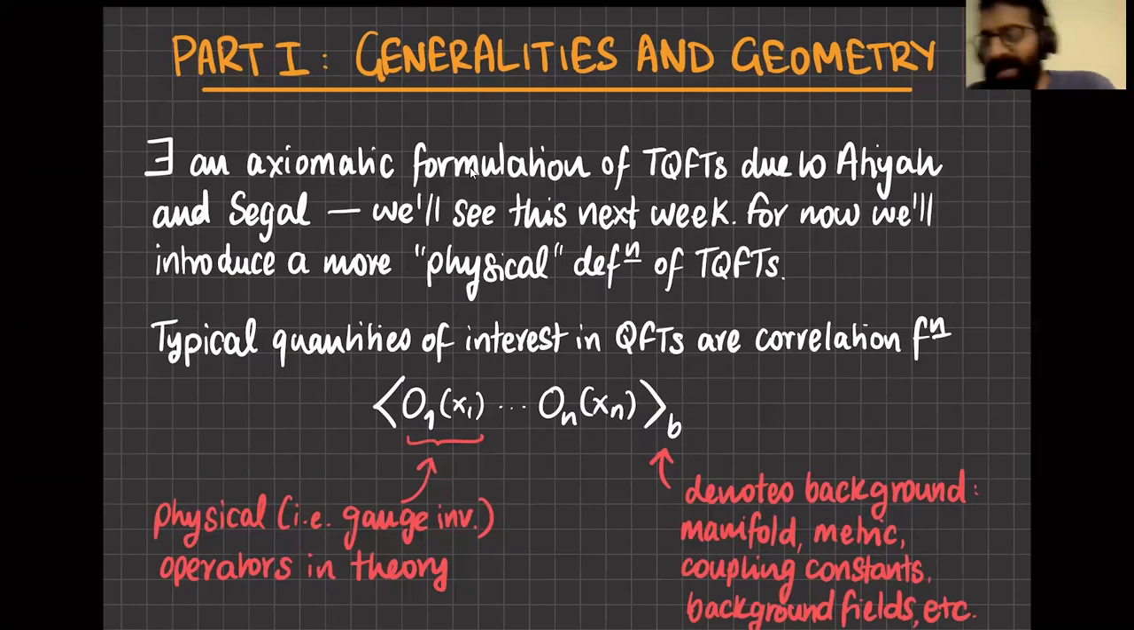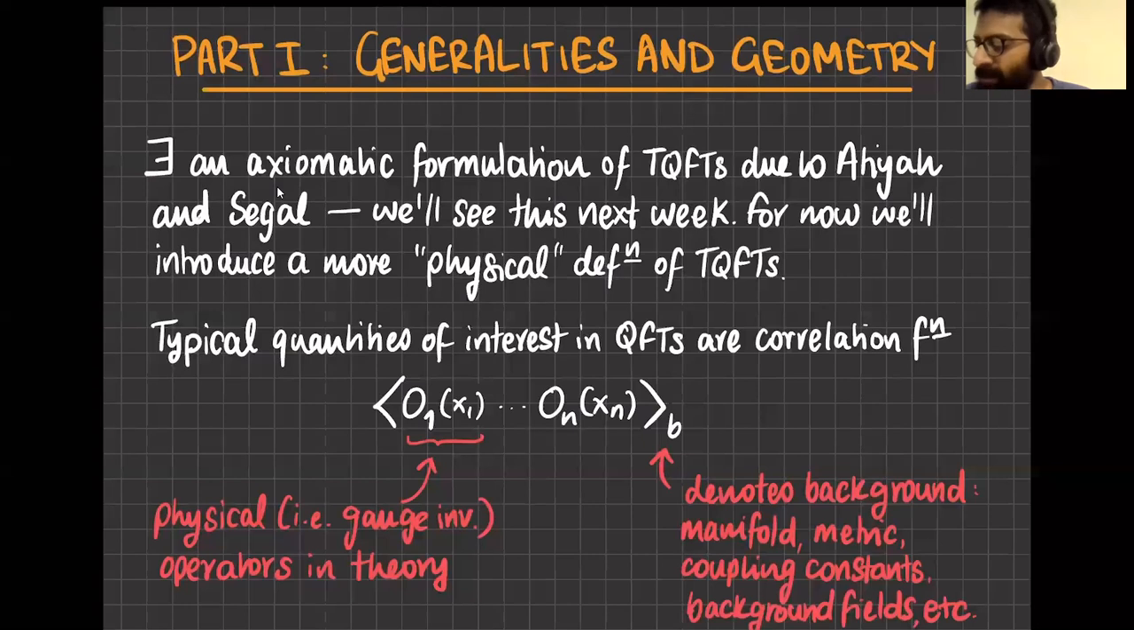There exists an axiomatic formulation of topological quantum field theories that is due to Atiyah and Segal. I think we'll maybe see this next week or the week after that, depending on how this goes. But for now, what I want to do is just start off easy by going for a more physical definition of TQFTs.